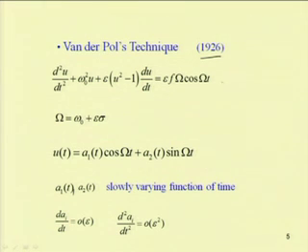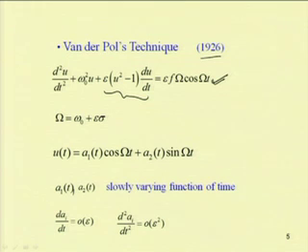This is the van der Pol equation: d square u by dt square plus omega 0 square u plus epsilon (u square minus 1) du by dt equals epsilon f omega cos omega t. Here this term is the nonlinear term, and we want to find the solution of this nonlinear equation of motion.